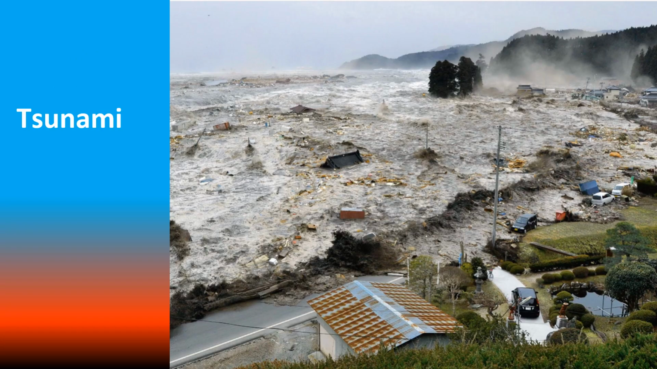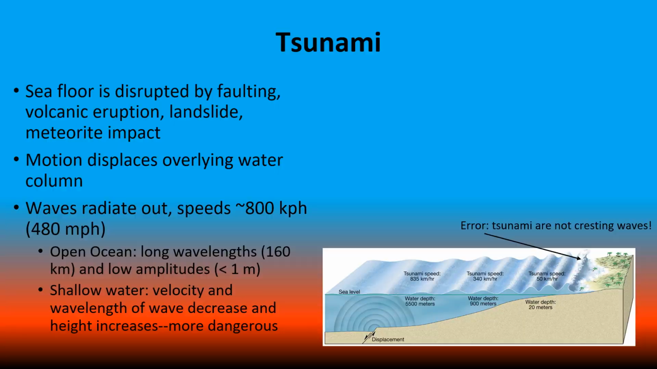Then, of course, we have tsunamis triggered by earthquakes. So a tsunami is seafloor that's disrupted by faulting, volcanic eruptions, landslides, meteor impacts. So anything that's not weather related, but more geologically related, we would call a tsunami. You can get giant wave activity during a hurricane, let's say, but that's more affected by climate and not by changes in the Earth's subsurface and crustal structure.